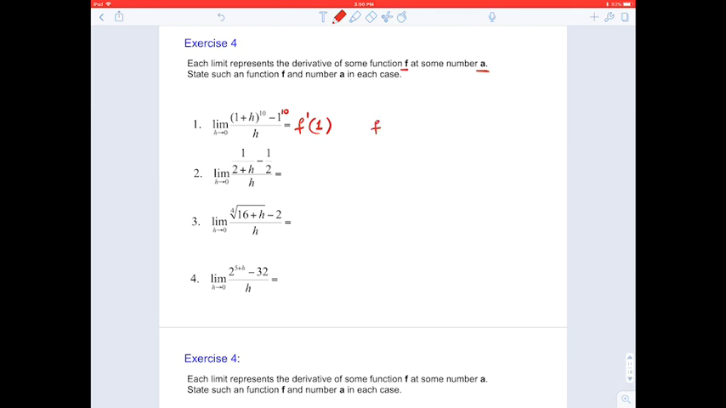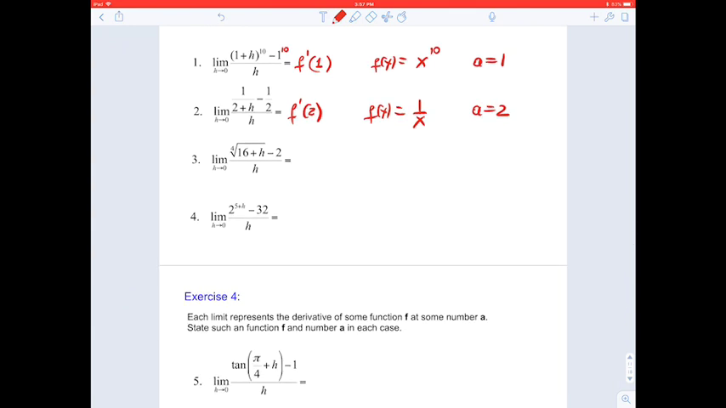Derivative at 1, but what's the corresponding function? The quantity to the power of 10. I mean x to the power of 10. The second one looks like limit as h goes to 0 of 1 over 2 plus h minus 1/2, over h. We actually did this. It's the derivative at 2. The corresponding function is 1 over x, and a is 2.